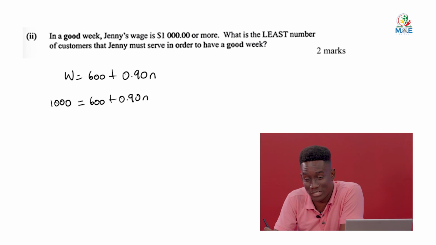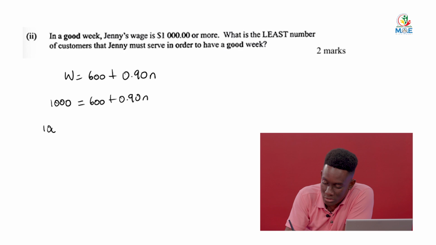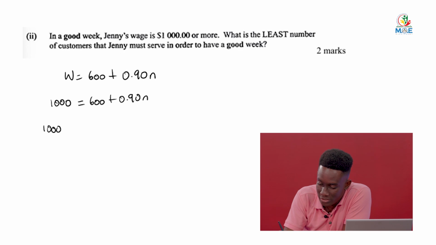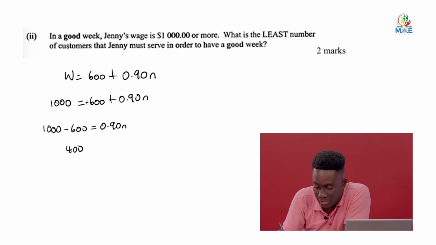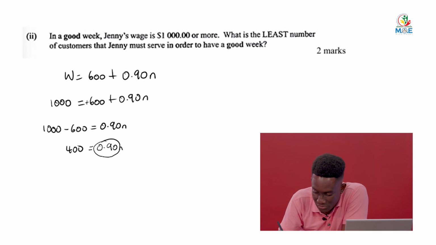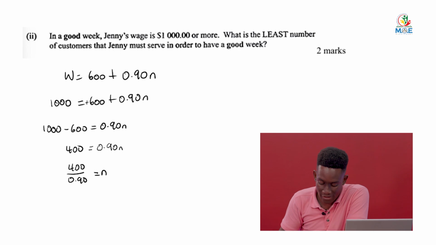Algebra again. So this would be 1,000, and we take over this 600. So it's adding here, it becomes subtract. 1,000 subtract 600 would be equal to 0.90n. So this would be 400, and we find the difference of the two. It's equal to 0.90n. So the 0.90 is multiplying. When you take it over, it will divide. So we'll have 400 divided by 0.90. That is equal to the number of customers that she must have.